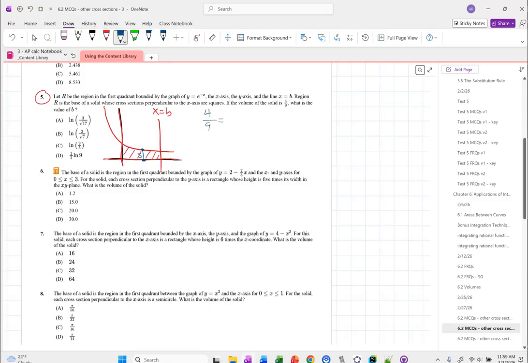So my volume is equal to the integral from 0 to b of area of the square. So that's just going to be the y-coordinate squared dx. Everybody okay with the setup? So I'm going to simplify inside that radical. So e to the negative x squared is just e to the negative 2x. I'll do a u sub here.